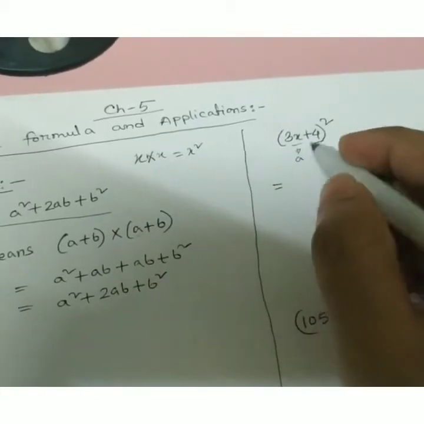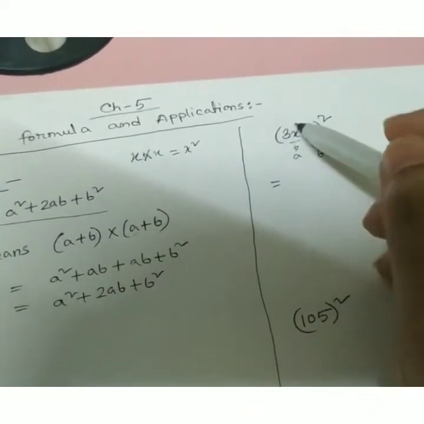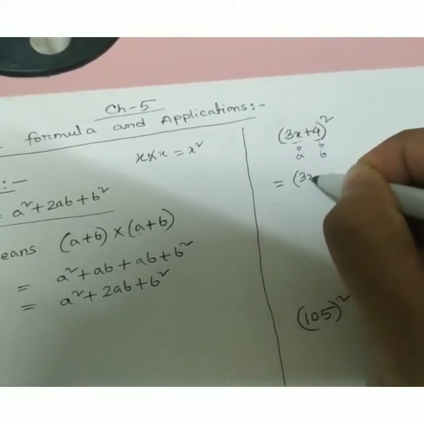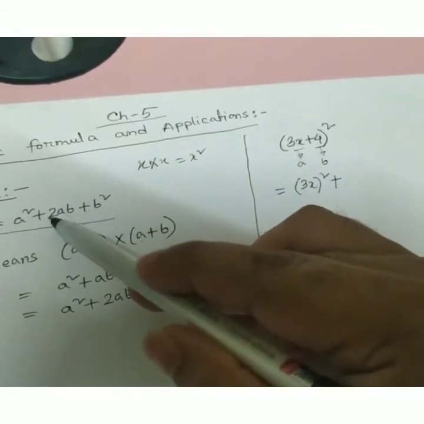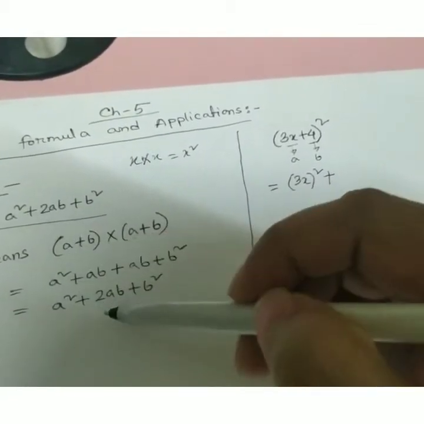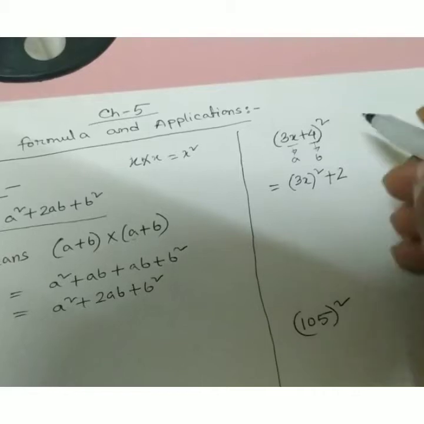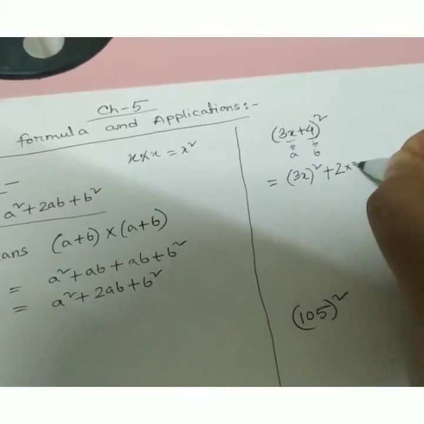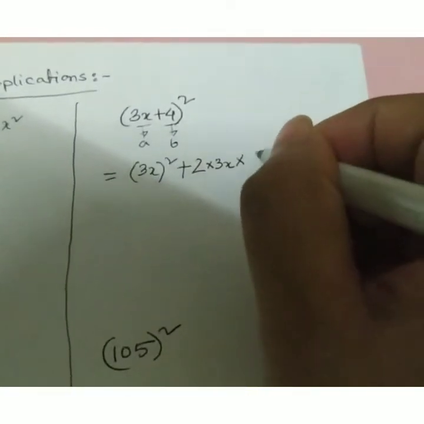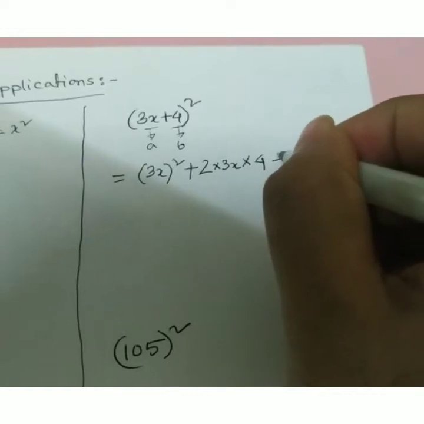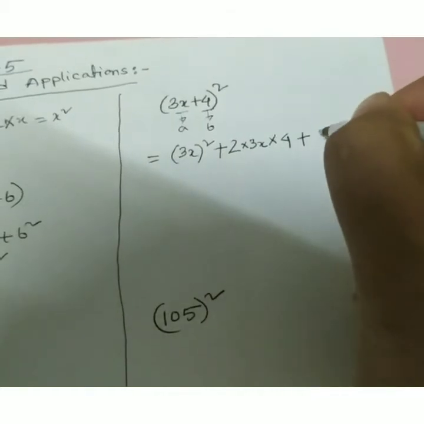So instead of a square, what do we have? 3x over here, right? So we can write 3x whole square plus 2. This 2 is from the formula, right? So I will write 2 over here, then a is what? 3x, so we write into 3x, into b, which is 4, plus, according to the formula, it's b square, so 4 square.